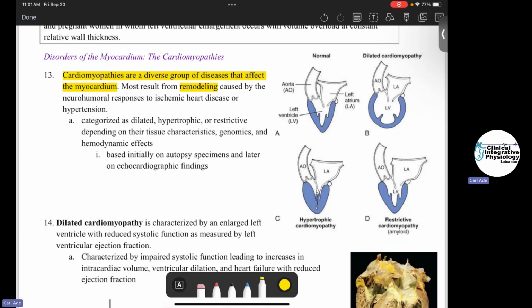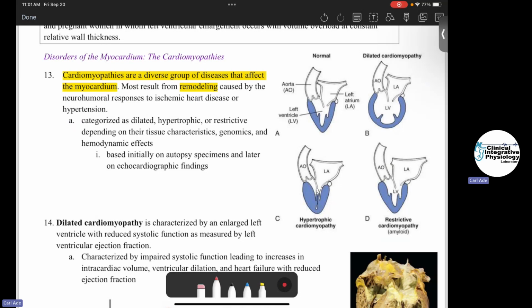Now, we're not going to get into the pathophysiological mechanisms. That's not really appropriate for this course. But a lot of times, this is in response to ischemic heart disease, like coronary artery disease, or long-standing hypertension. We tend to define or categorize these as dilated, hypertrophic, restrictive, based off their tissue characteristics. And you can get a brief idea if we look at the image over here to the right.